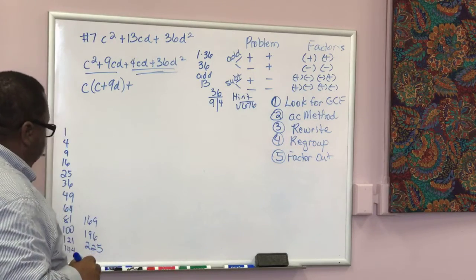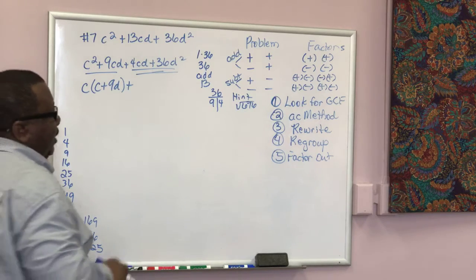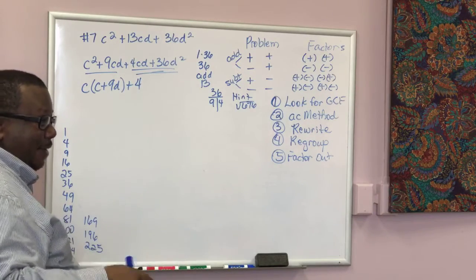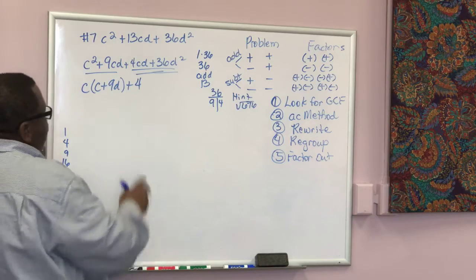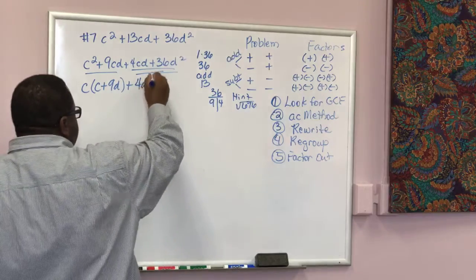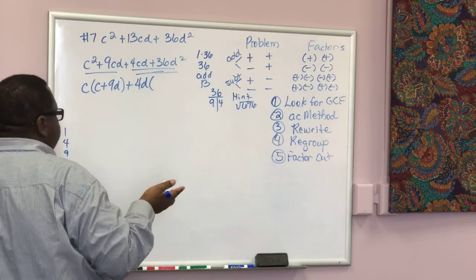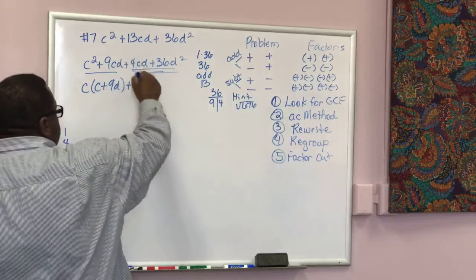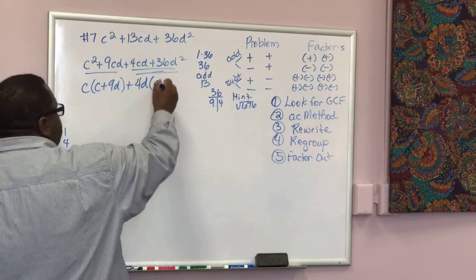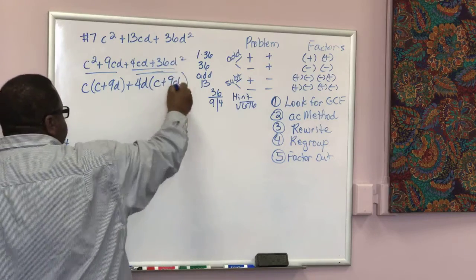What do 4 and 36 have in common? 2. Higher. 4. Right, I want the greatest common factor now. Find the greatest one, it saves you some steps. And out of your CD and your D squared, they both share what variable? The variable D. So what's 4CD divided by 4D? It leaves you with just the C, because the other 2 cancel out. And what's 36D squared divided by 4D? 9D, because 36 divided by 4 is 9, and D squared over D is just D.